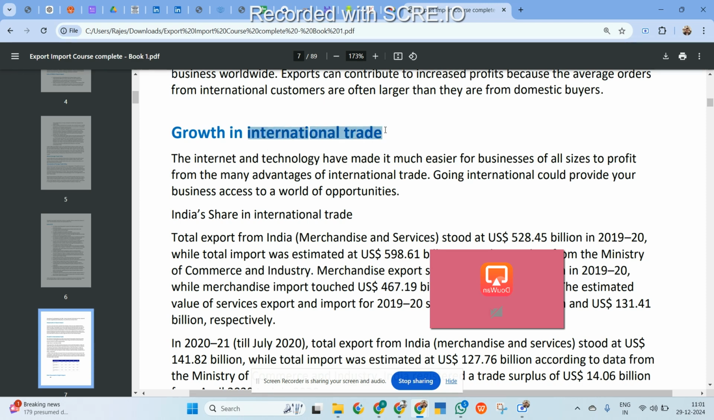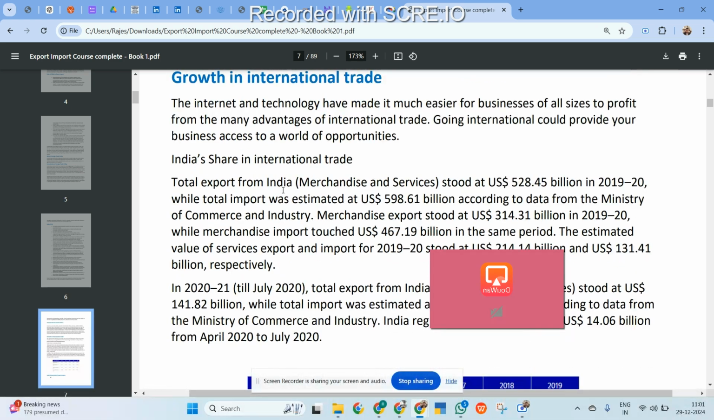Growth in international trade. The internet and technology have made it easier for businesses of all sizes to profit from many advantages of international trade. Going international could provide your business access to a world of opportunity.